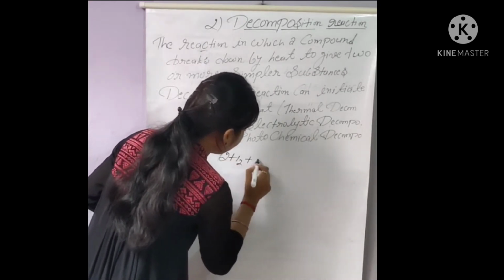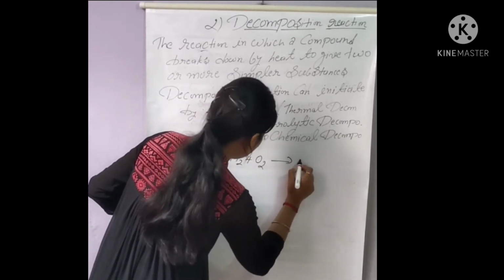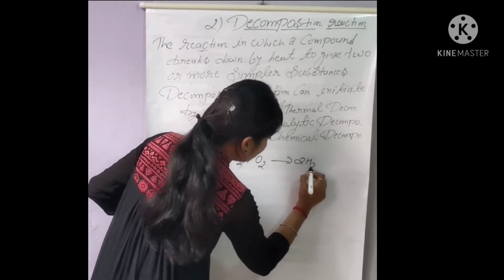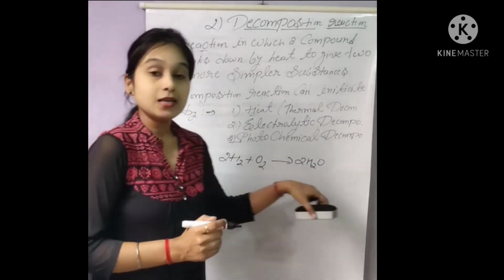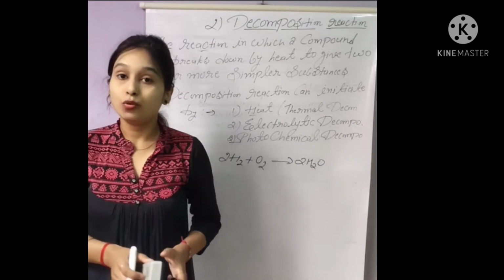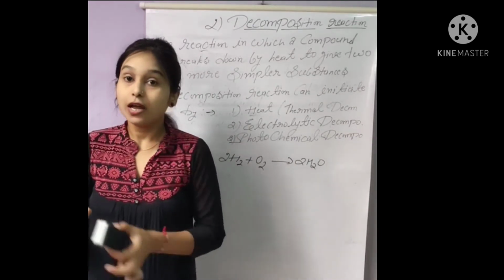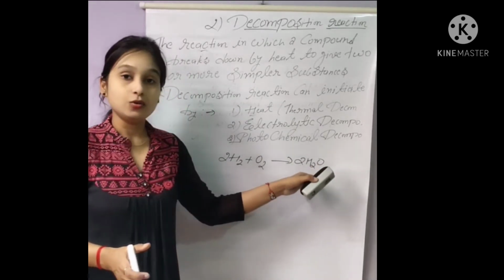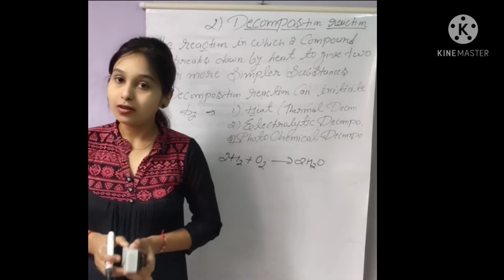Its example is 2S plus O2, where sulfur reacts with oxygen and forms a single compound. In this condition, the reactants are present in two or more forms, and they react with each other to form a single new compound. This is called a combination reaction.